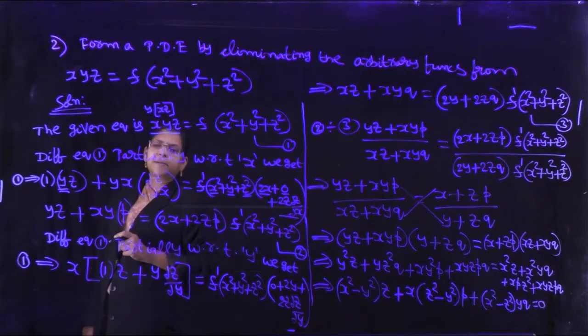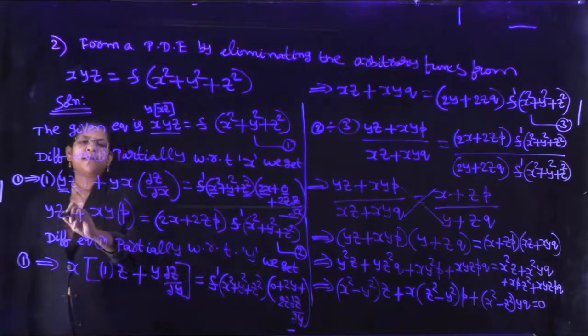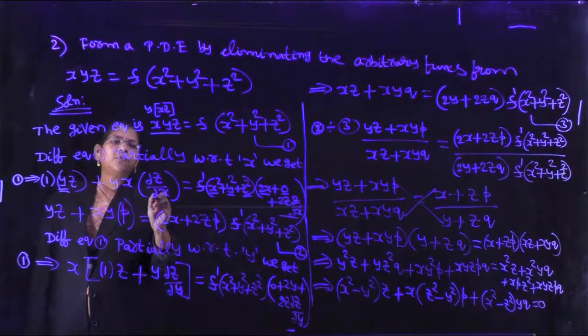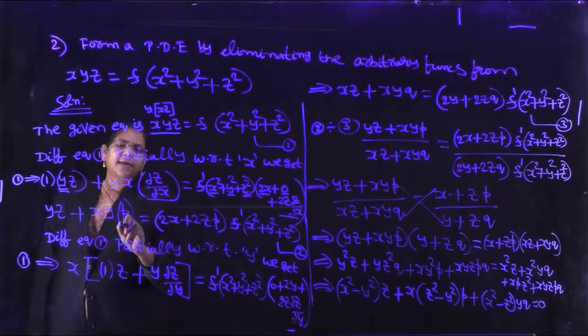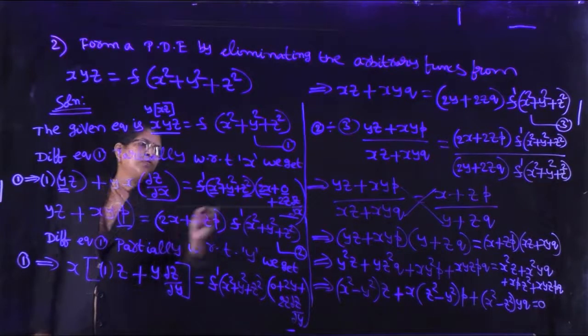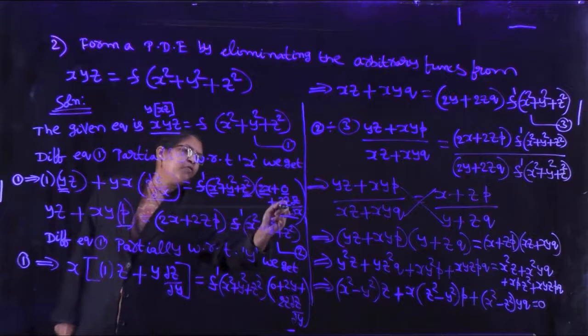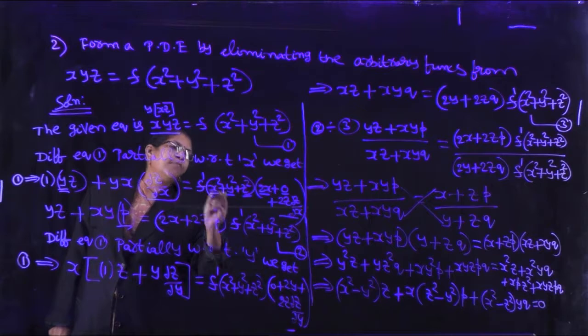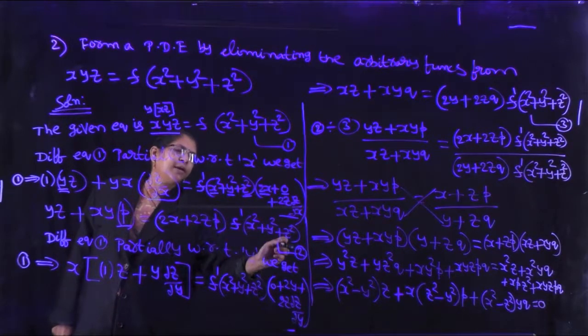If you simplify, what will you get? yz + xy ∂z/∂x, where ∂z/∂x is p, equals (2x + 2zp) into f'(x² + y² + z²). Take this as equation number 2.